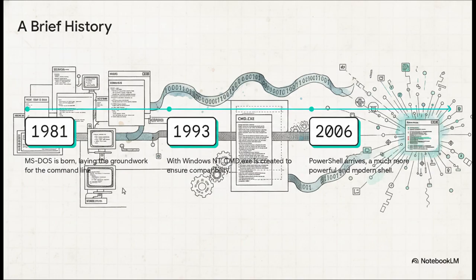Then, when Windows NT came along with its modern architecture, Microsoft had this huge problem. How do we create something new without completely breaking everything that came before it? And out of that, CMD.exe was born. See, its main job wasn't to be some shiny, revolutionary new thing. It was all about making sure that the millions of scripts and programs built for MS-DOS would just keep working.